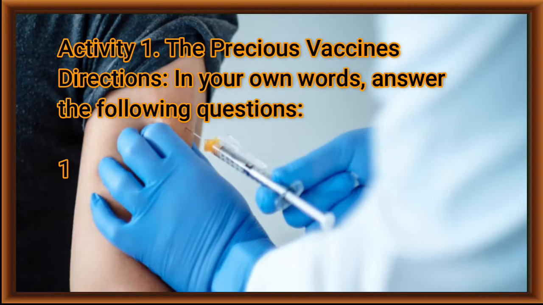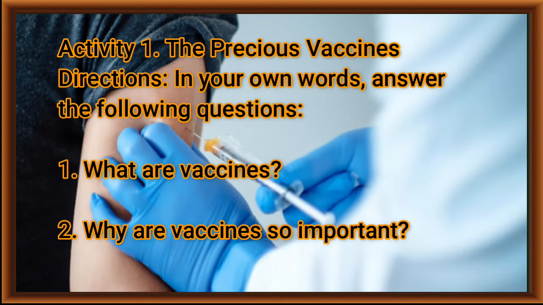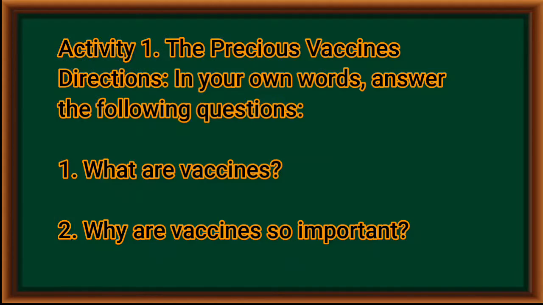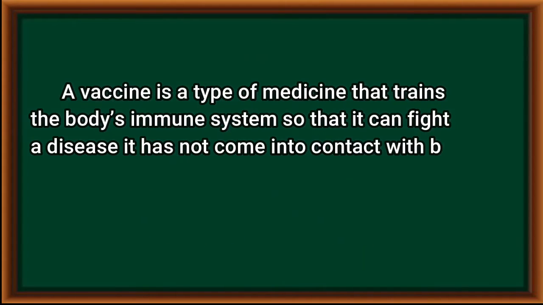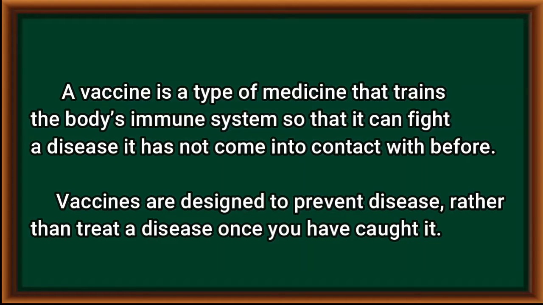For activity number 1, the precious vaccines. Directions: In your own words, answer the following questions. Number 1, what are vaccines? Number 2, why are vaccines so important? These are the possible answers. A vaccine is a type of medicine that trains the body's immune system so it can fight a disease it has not come into contact with before.